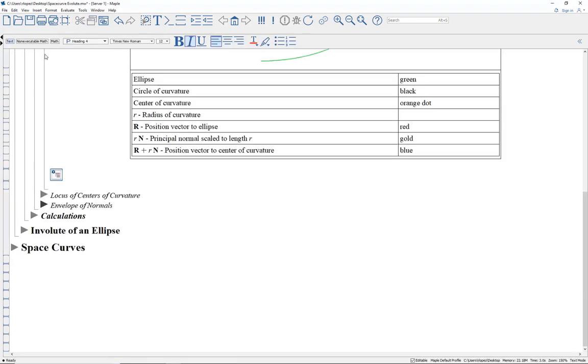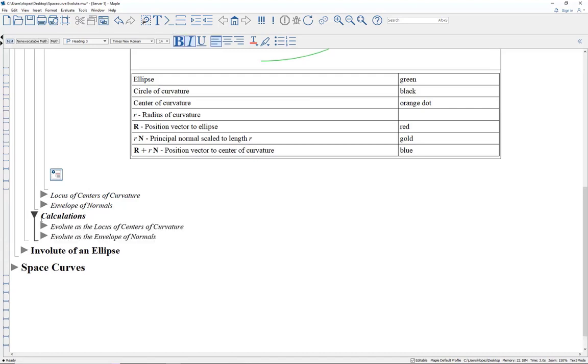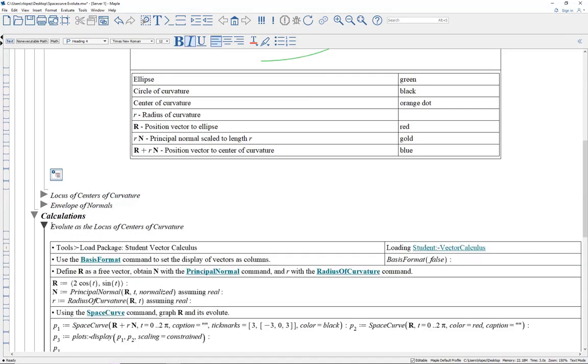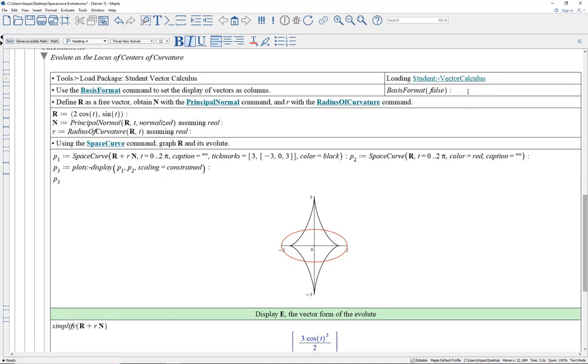Let's do some of the calculations involved in finding these curves. First of all, locus of centers of curvature. I'm going to work in the Student Vector Calculus package, and I like to have vectors show as column vectors, not as sums across spaces. So here's R. I get its principal normal using the tools of Maple and the radius of curvature. And I draw a graph using the SpaceCurve command. The SpaceCurve command takes a vector.